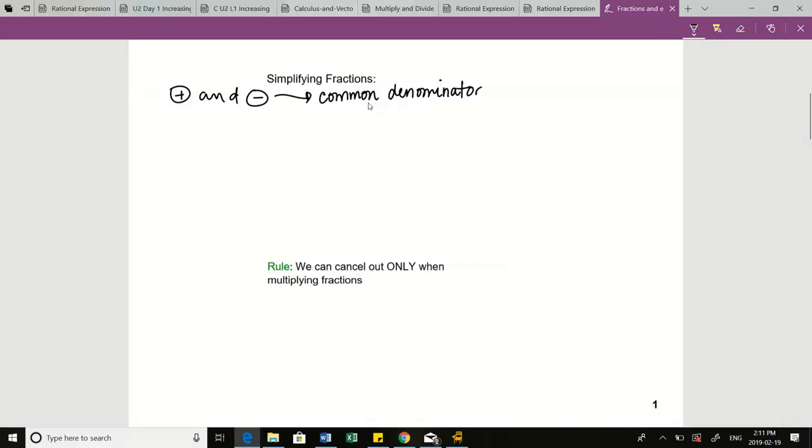So we actually only add or subtract the numerators. We don't add the denominators together or subtract the denominators. So once we have that, we will keep the denominator and add or subtract the numerator.